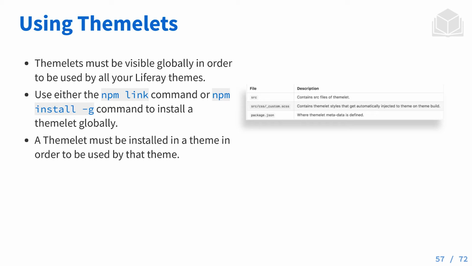Now, once a themelet is created, we can go ahead and make it available by either running npm link or npm install -g. Okay, and what that'll do is it will install the themelet globally, allowing us to work in our dev environment to plug it into our different themes. And then of course, we can go ahead and plug them in and deploy our theme to include the new themelet.